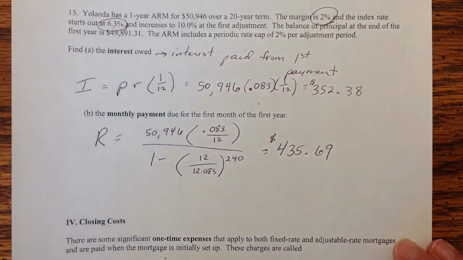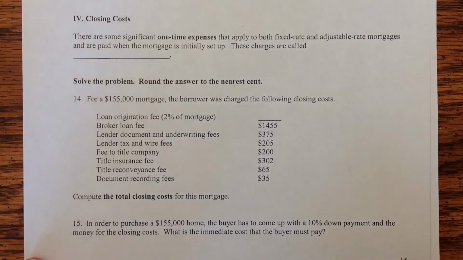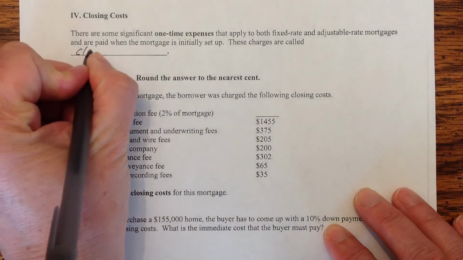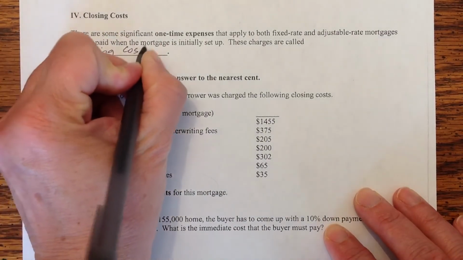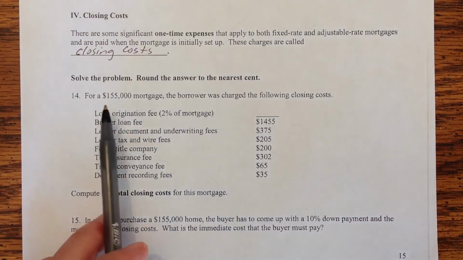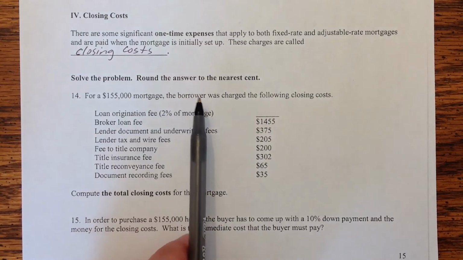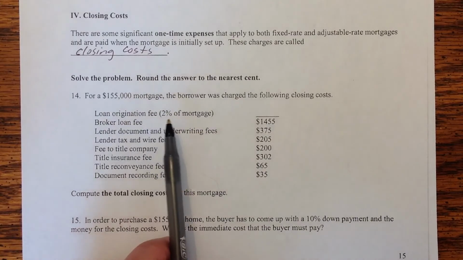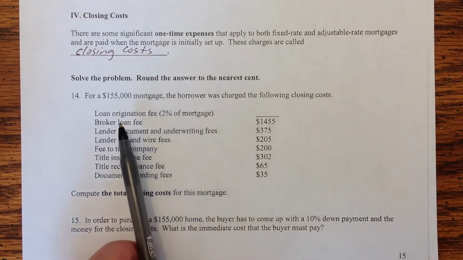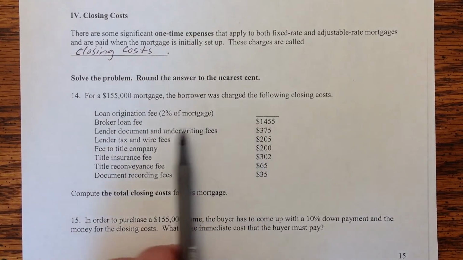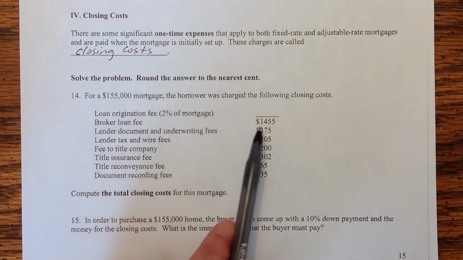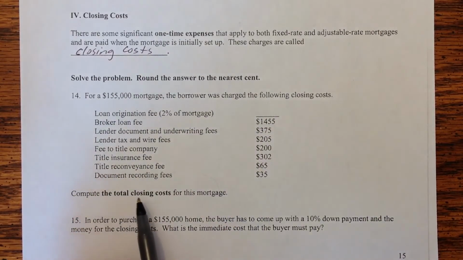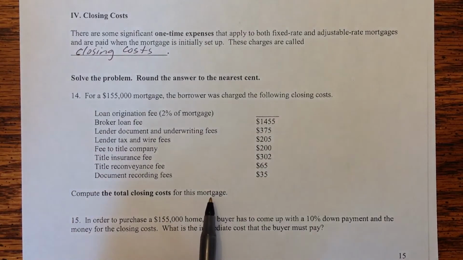Now to wrap up 13.4, we need to talk about additional one-time expenses called closing costs. So for a $155,000 mortgage, the borrower was charged the following closing costs. Loan origination fee, 2% of mortgage. Then all of these are flat fees that the closing title company will add into that initial processing. So compute the total closing costs for this mortgage.